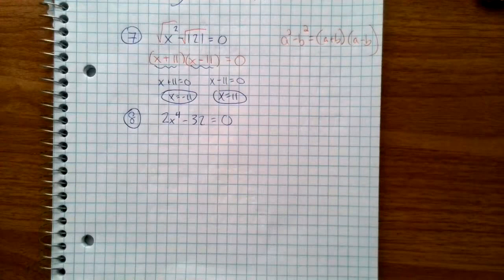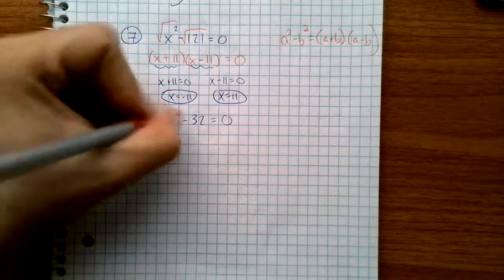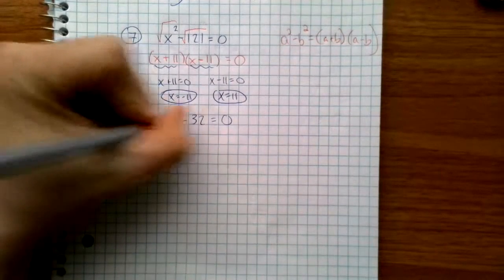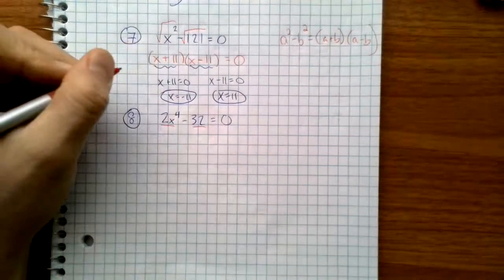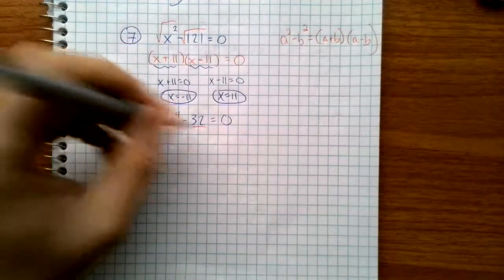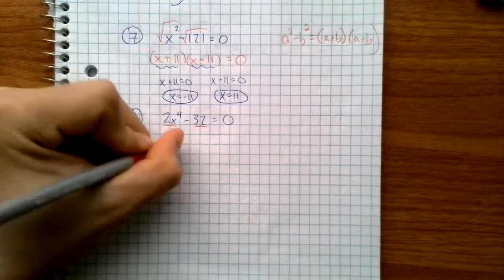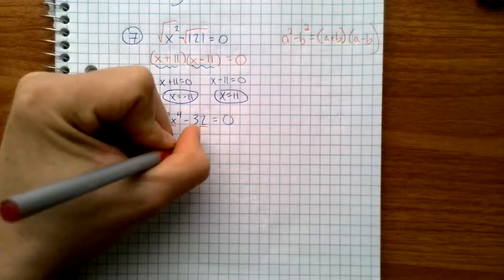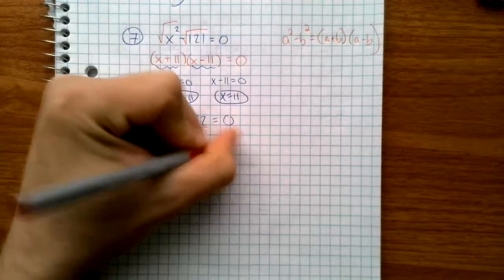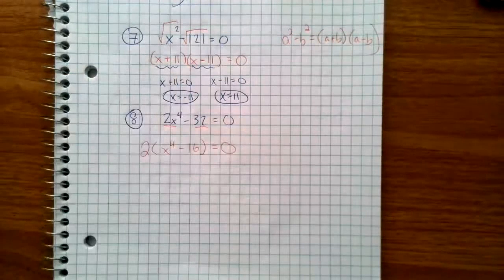Moving on to the next problem. As always, we are going to concern ourselves with GCFs. And so if we have a greatest common factor here, we're going to take that out first, which is going to leave us with x to the fourth minus 16 in that quantity.